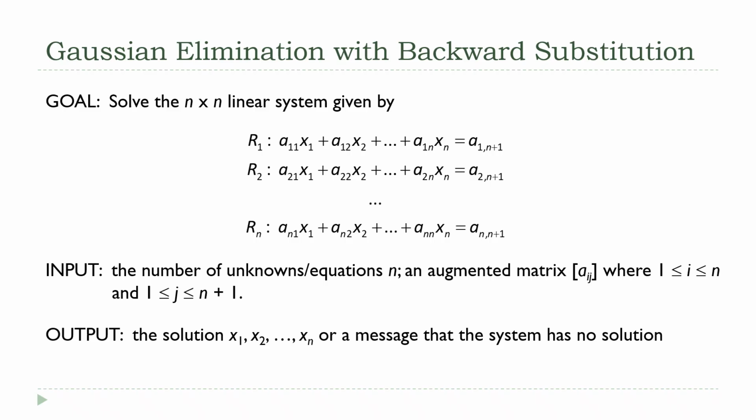And finally, an augmented matrix, A sub ij, where the i's, those are the rows, remember, go from 1 to n, and the j's go from 1 to n plus 1 because the columns have to also have that column with the constant values. And finally, our solution is going to be a set of numbers, x sub 1 through x sub n, or a message that the system has no solution.